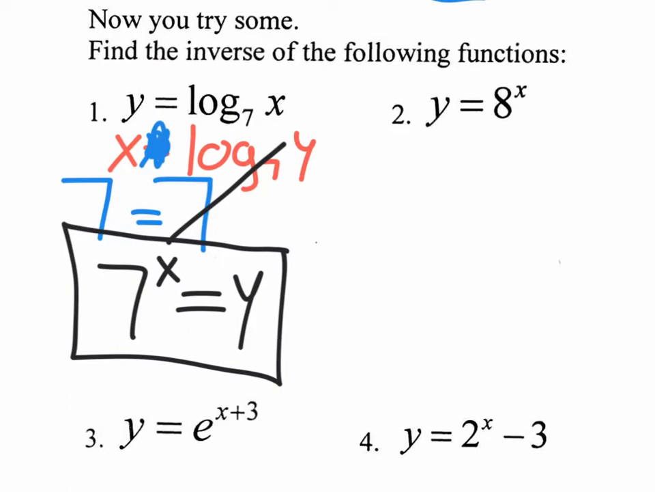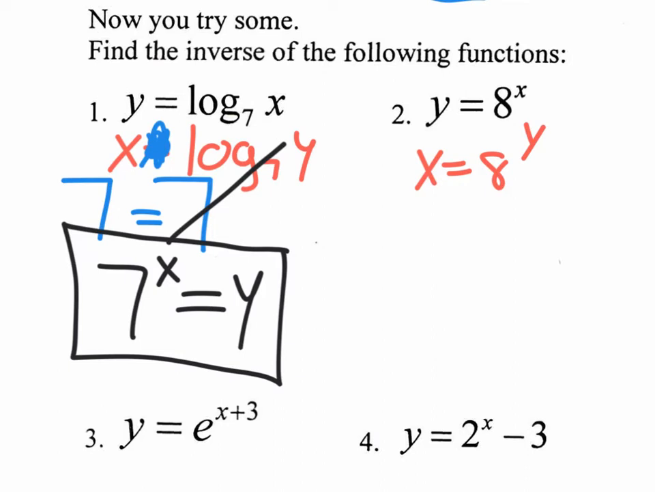This next one has y equals 8 to the x. That's an exponential function. I'm going to end up with a logarithmic function when I do the inverse. Let's first start off by switching x and y. X equals 8 to the y. Now I'm going to solve for y. And of course, I don't want y in an exponent position. I need to get rid of this base 8.